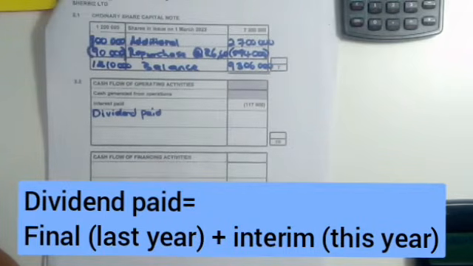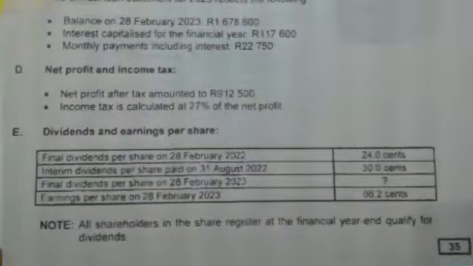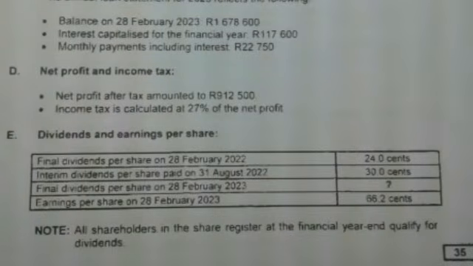According to our information E, we have a final dividend per share on 28 February 2022. This is last year. So they declared 24 cents. That was last year. That means we are going to pay this one this year. So it needs to be part of my calculation when I calculate my dividend paid. So that's last year's final.